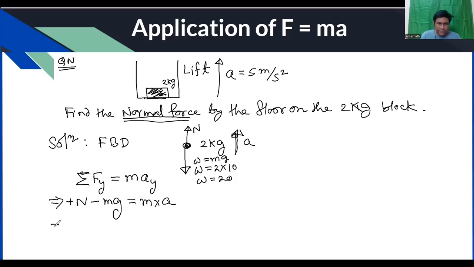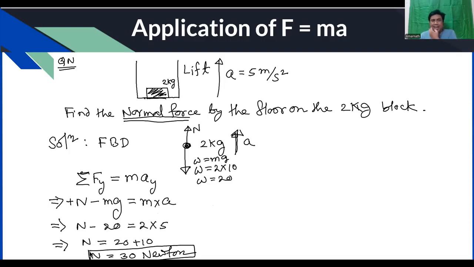So now you see, N minus mg, where mg you already know is 20, and mass is 2 kg, but 2 kg's acceleration is 5 only. Because the lift is accelerating up, all the objects inside the lift are also accelerating up. So from this we can write N is equal to 20 plus 10. So normal reaction will be nothing but 30 Newton. So that is the answer.